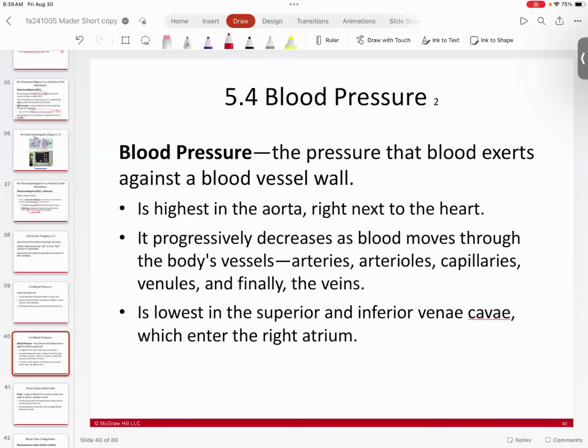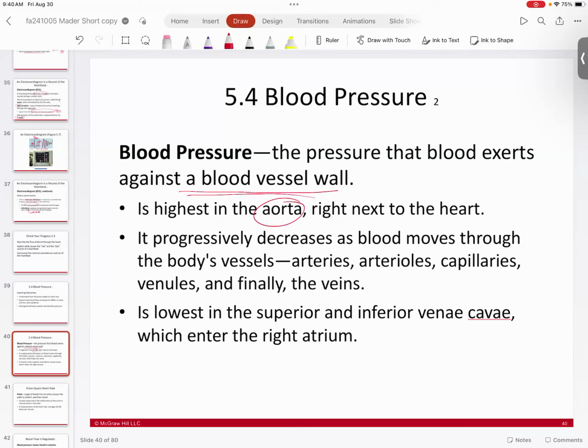So blood pressure basically is the pressure that blood is pushing up against blood vessel walls. The highest point of blood pressure is going to be in the aorta because the left ventricle just basically has blasted blood right into that aorta because it's right next to the heart. It's like drinking from a fire hose. So it's going to be high pressure there. And then it decreases as it moves through.